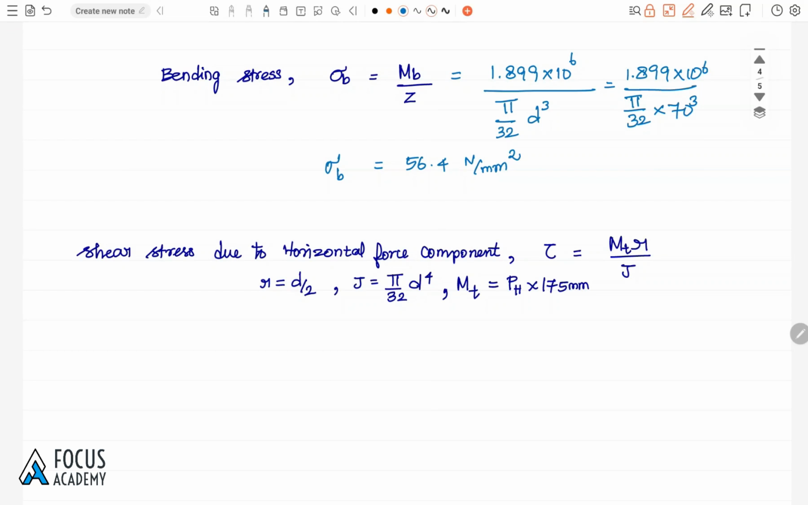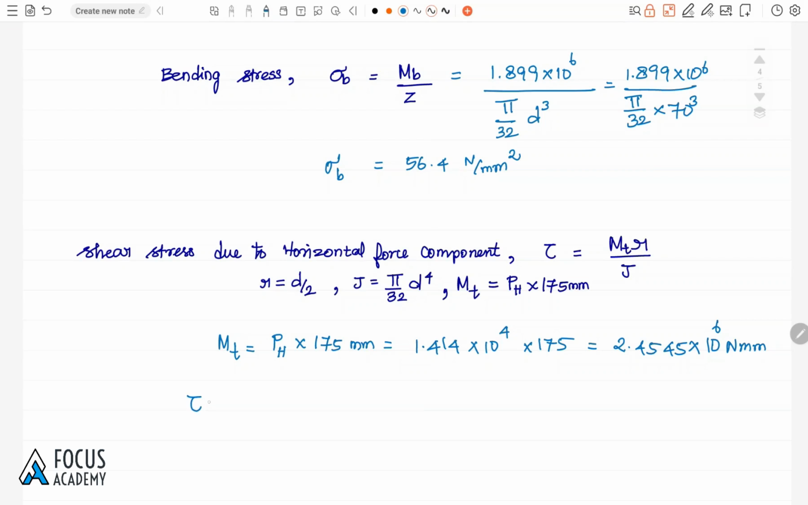Fine. So first of all, we have to calculate the turning moment. Mt is equal to the load value, that is the horizontal component, into the turning radius 175 mm. So that is 1.414 into 10 power 4, the horizontal component value, into 175 mm, which will be 2.4545 into 10 power 6 Newton millimeter. That is the turning moment value.